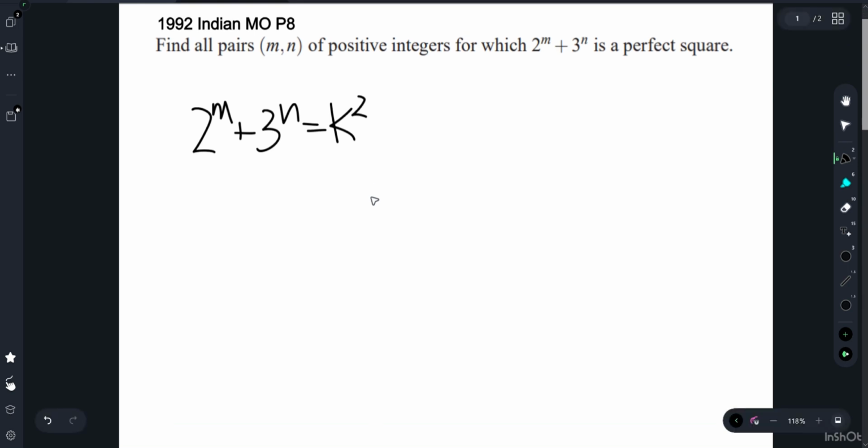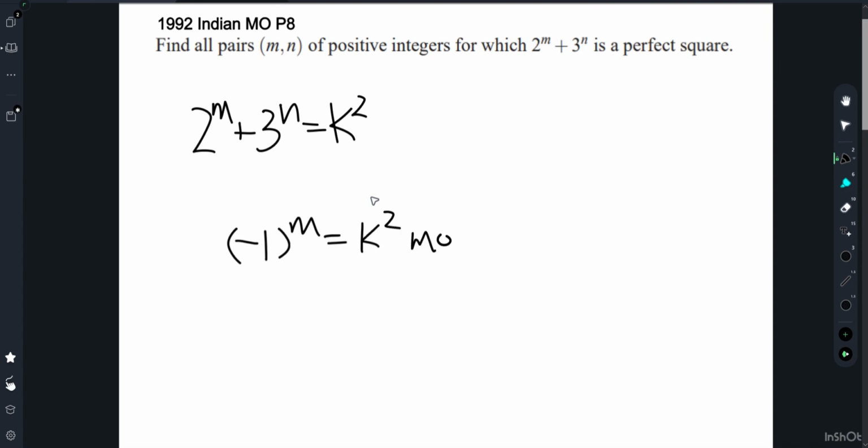Now let's take mod 3. Taking mod 3, we know that this is just equal to (-1)^m is equal to k squared mod 3. We know that any square is 0 or 1 mod 3. This clearly can't be 0, because then m could not be any value. So this has to be 1, and that means that m is an even number. So let's let m equal 2a.